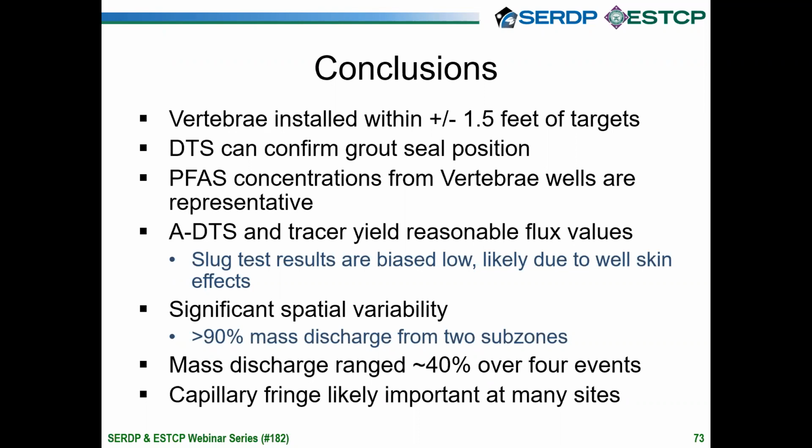Even in simple settings like this, there's significant spatial variability. In fact, we found that more than 90% of the total mass discharge for that cross-section I showed was sourced by only 2 of the subzones. So this implies the need for relatively high data density and resolution, even for simple systems. Mass discharge ranged about 40% over the year. And so this also implies that relatively frequent monitoring is necessary to capture this variability, probably quarterly for most settings. And finally, the capillary fringe and zone near the water table is likely an important area for PFAS transport and mass discharge at many or most sites.